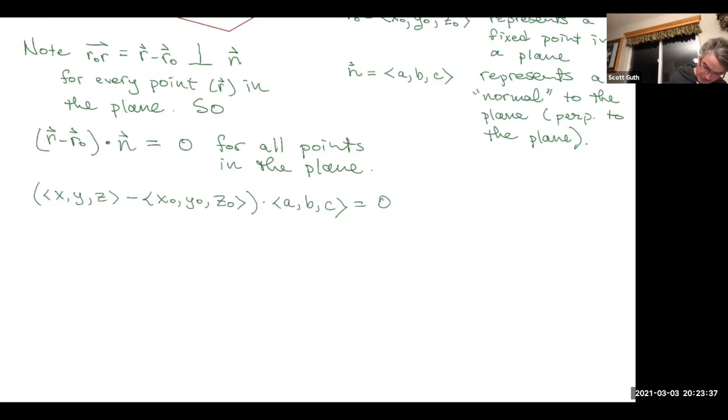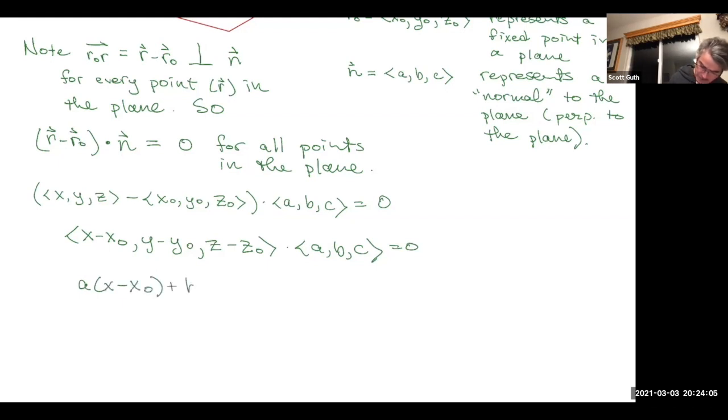So just a couple more steps here. We'll do the subtraction first. X minus X naught, comma, Y minus Y naught, comma, Z minus Z naught. That vector dotted with A, B, C has to be zero. And so we would do the dot product and say A times (X minus X naught) plus B times (Y minus Y naught) plus C times (Z minus Z naught) is equal to zero. And that's the equation of a plane.